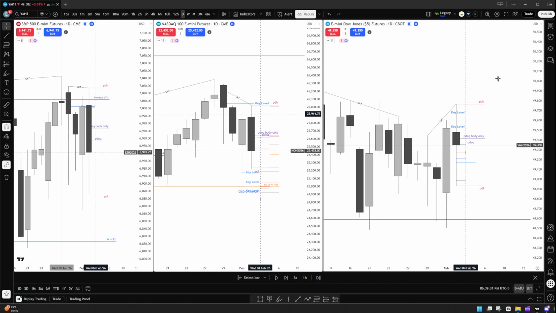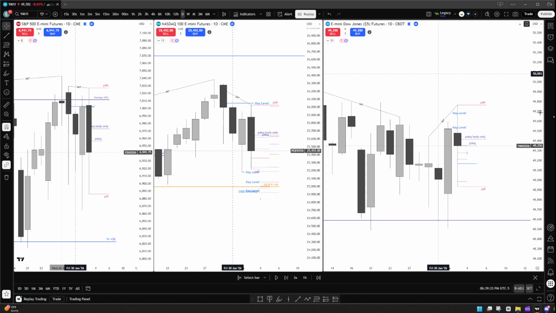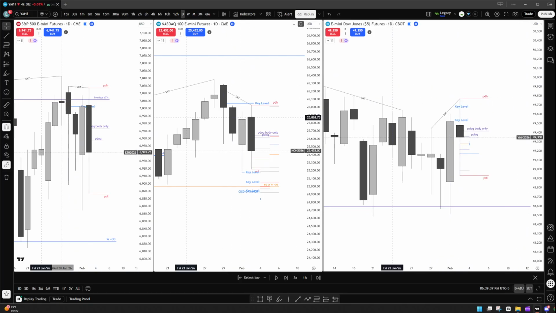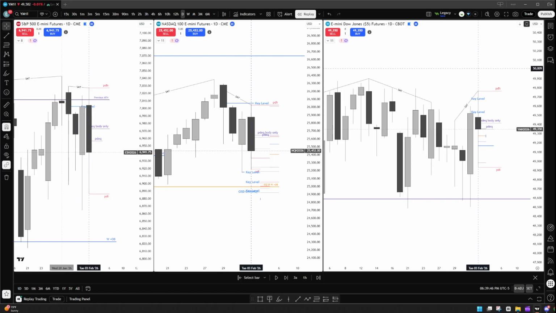This is going to be going over last night's analysis and today's AM trade for today being February 4th, Wednesday. So last night, this is what I was looking at, where price was at.